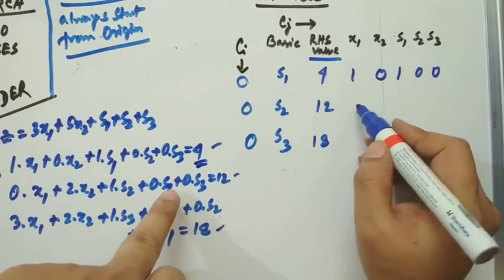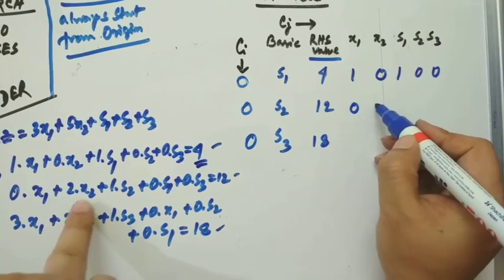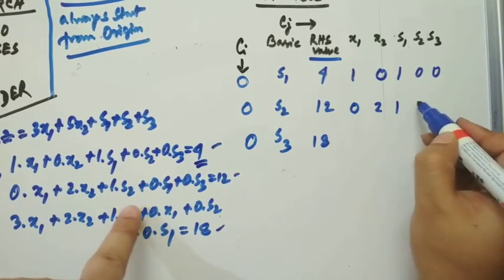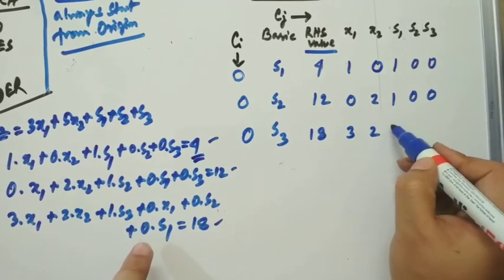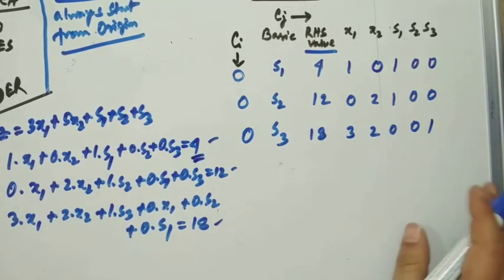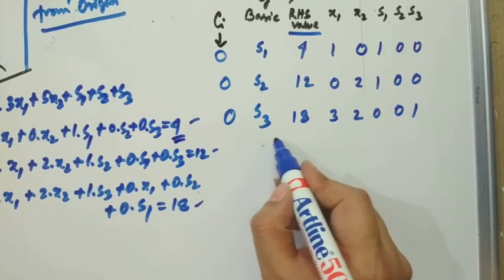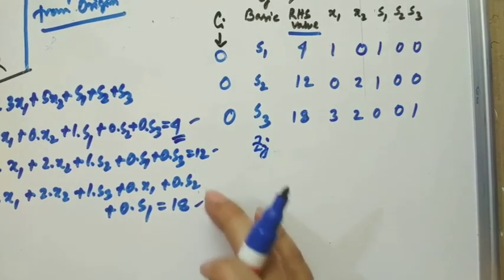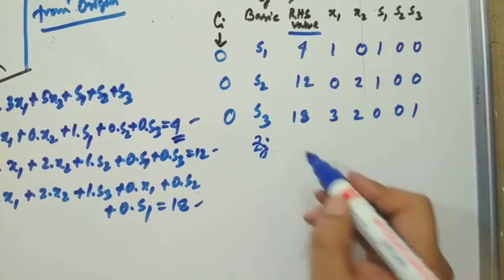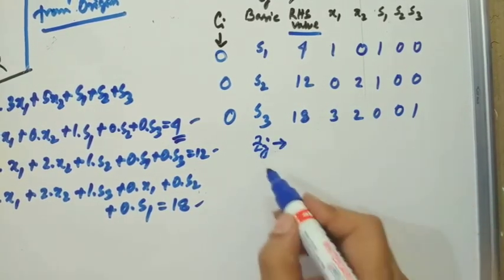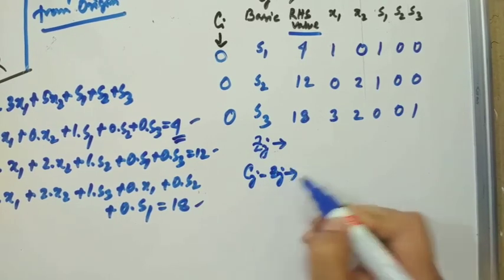Okay. Now write in a similar way. X1 is 0, then we are having 2, then we are having 1, then 0, then 0. For this one we are having 3, 2, 0, 0, 1. Okay. Now the next step is to write down the Zj. So we will calculate Zj. I will let you know how to calculate Zj. And the next one is Cj minus Zj value. We also have to write over here.